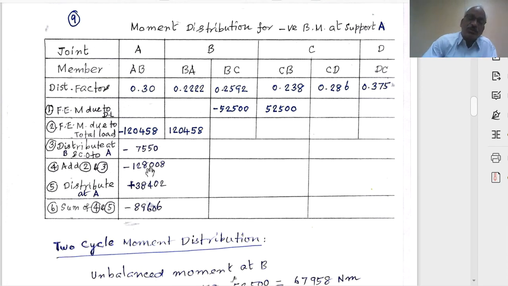Again, this value has to be 0. Therefore, for balancing joint A, now we are concentrating only on joint A. For balancing joint A, we have to apply plus 120,008 to make it 0. Therefore, this plus 120,008 into 0.3 is 38,402. So, when these two values are added, we get the maximum negative value. So, this is the maximum negative moment at support A, 89,606 kilonewton meter.